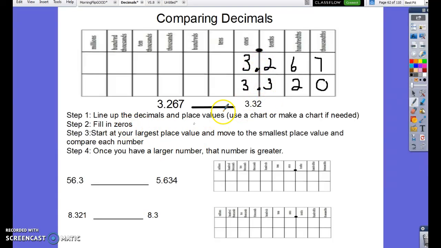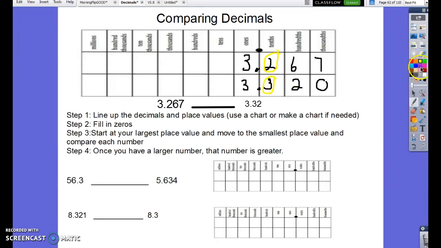Then we're going to start at our largest place value, move to the smallest place value, and compare each number. So the largest place value here is our ones place. So we're going to look at the threes, and they're the same. And then we come to the tens, which has a 2 and a 3. So I can stop at these numbers because they're different numbers. So we have a 2 and we have a 3. So now I need to think which number out of these two is larger.